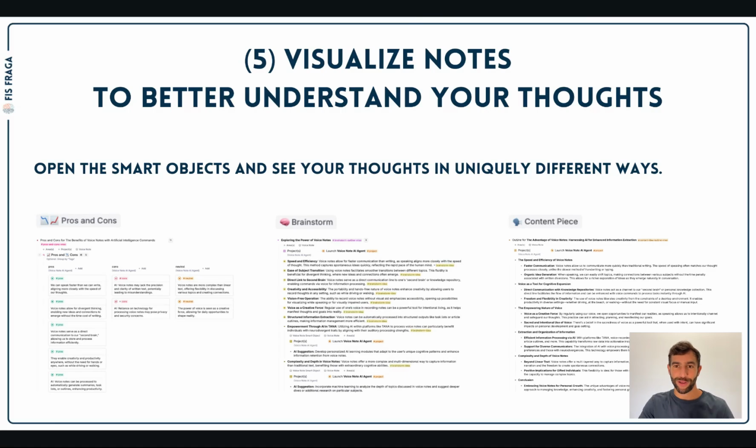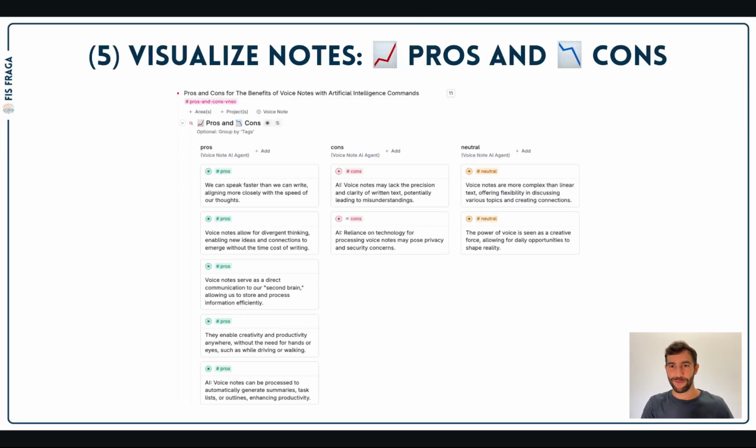And here I've brought 3 examples to demonstrate this, which are the pros and cons, the brainstorm of ideas, and the content piece. Of course, you're not supposed to look at them in this size. I'm going to show them one by one. So here, the pros and cons.